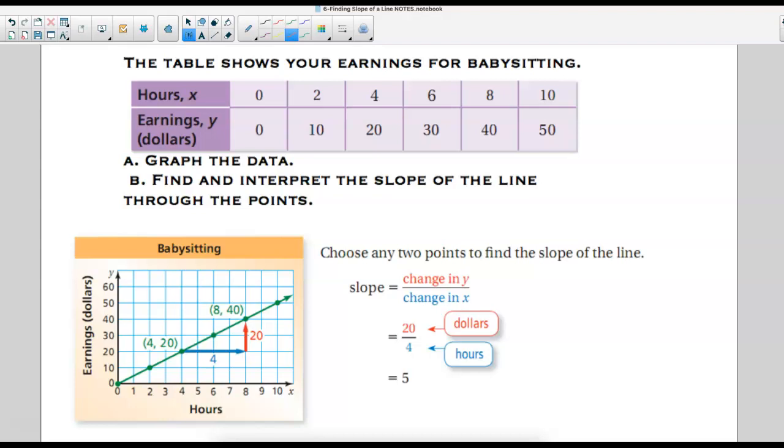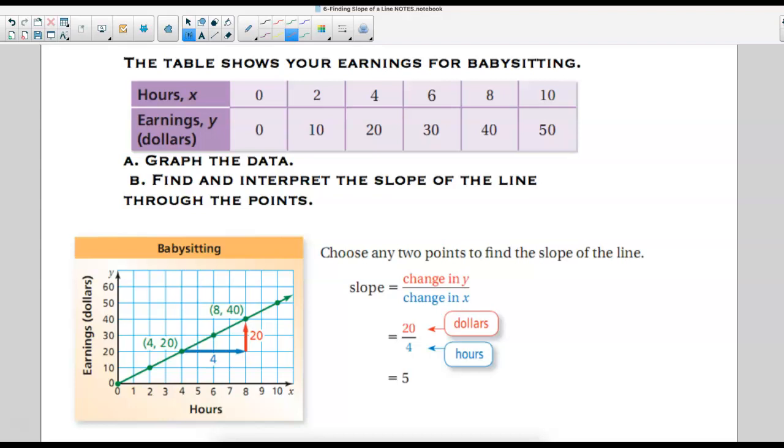So this table shows that if you babysit for 0 hours, you get $0. That makes sense. If you don't do anything, you don't get paid. If you babysit for 2 hours, you get $10. 4 hours, 20, 6 hours, 30, 8 hours, 40, and 10 hours, 50. Okay, so I graphed it already for you. Here's the graph of that. What is this line showing? Any ideas? We'll get to that in a second.